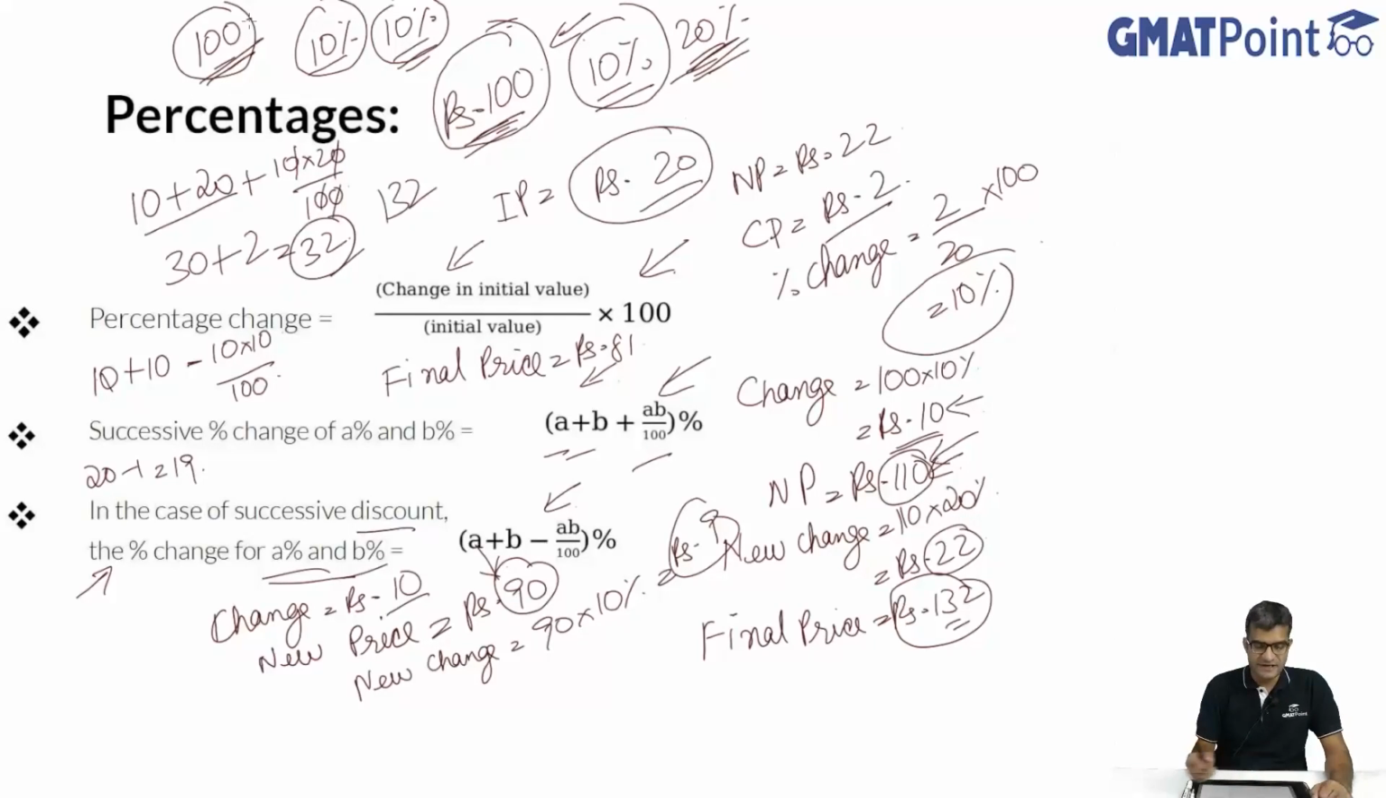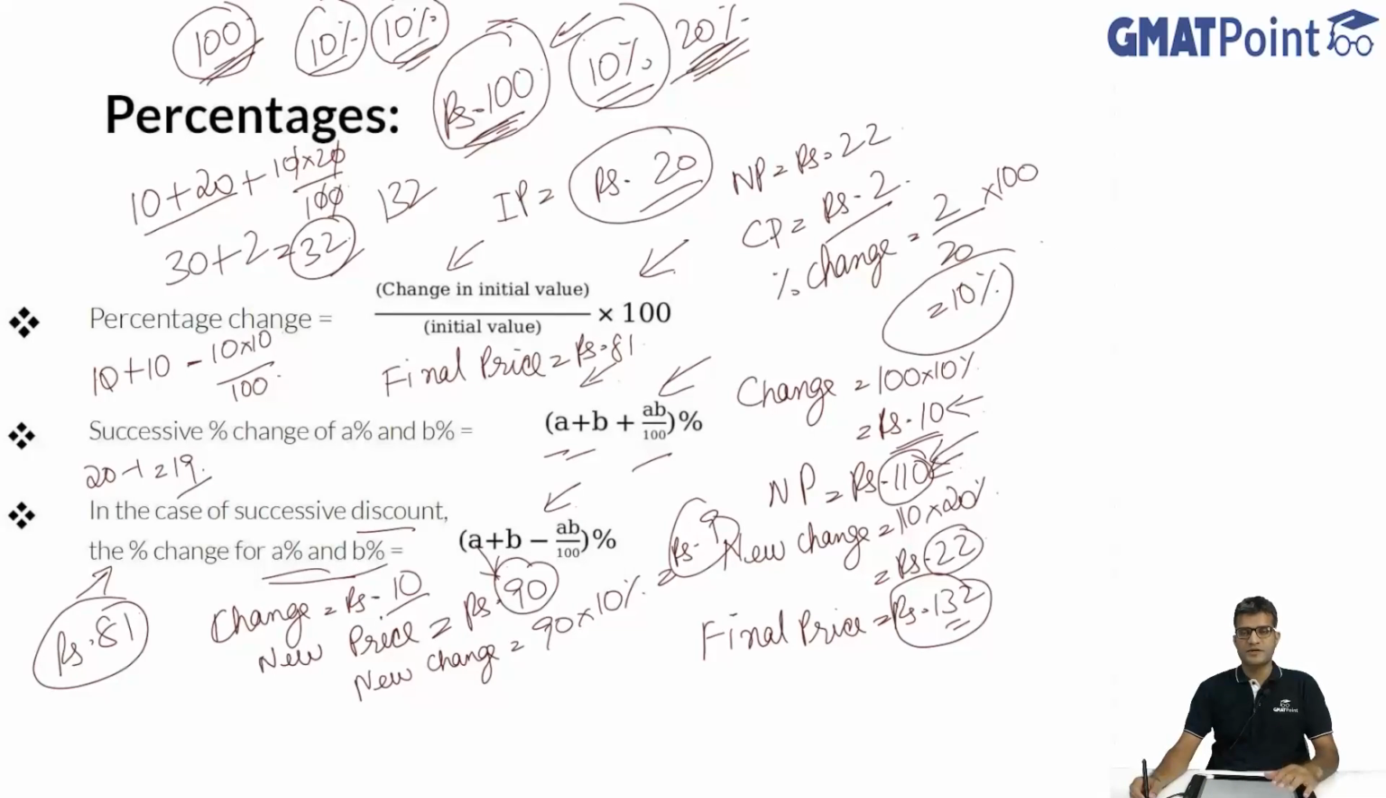Initial price is 100. If the final discount is 19%, the final price will be 100 minus 19, which is rupees 81. These are two simple formulas of successive increase and successive discount. You can use that to calculate the final price very easily. Let us look at a couple of questions to understand these formulas better.